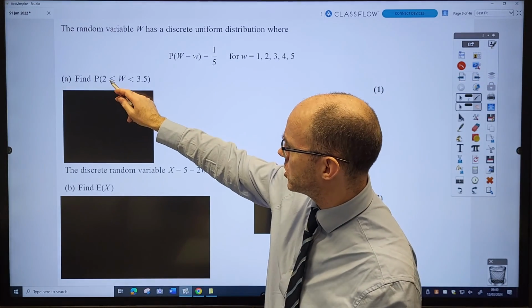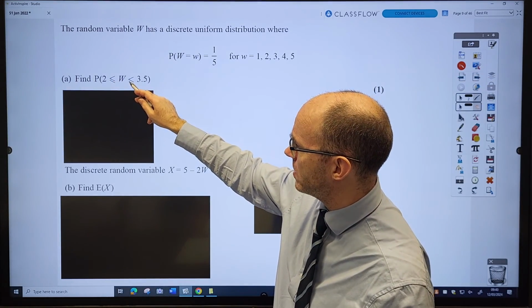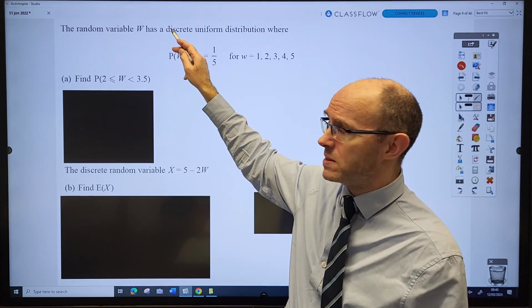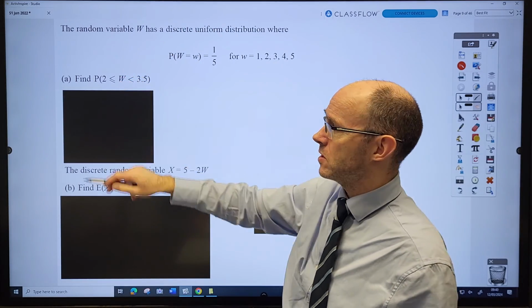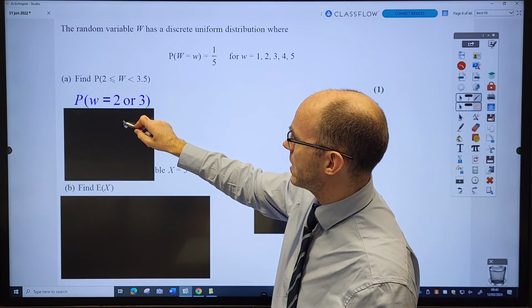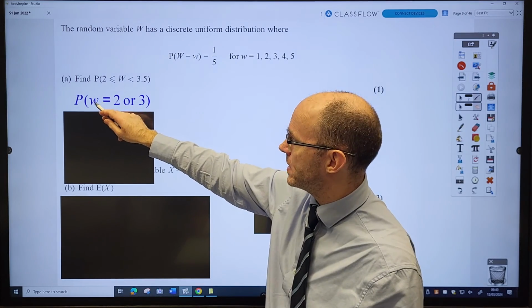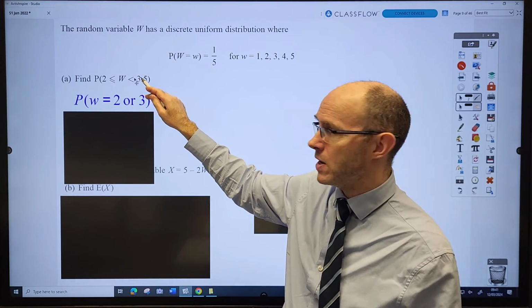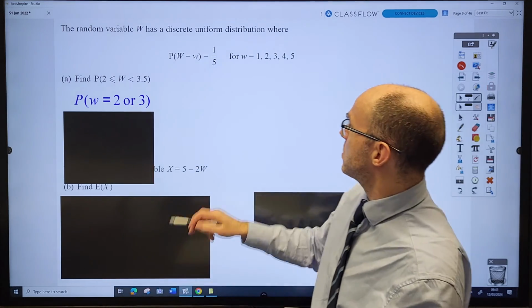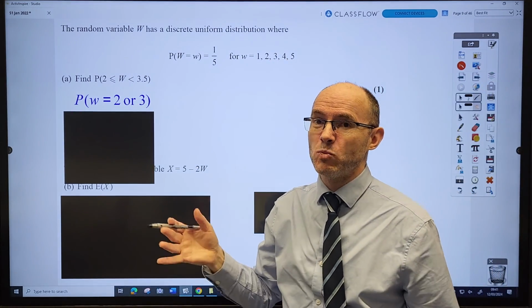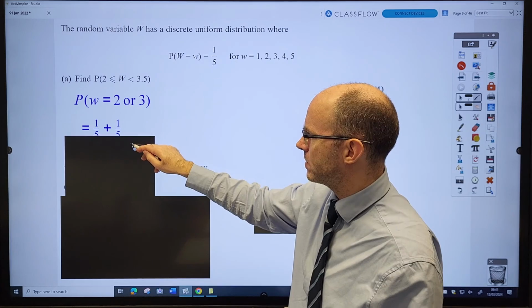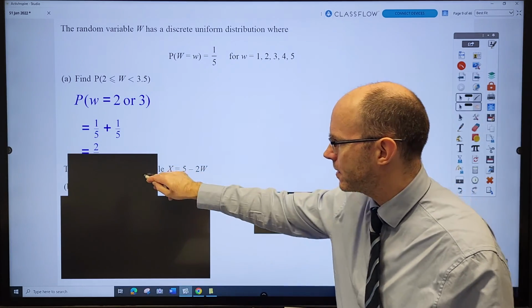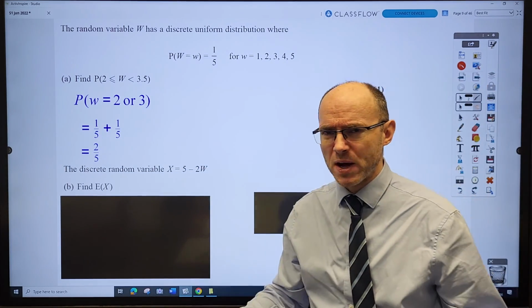Find the probability that 2 is less than or equal to W, which is less than 3.5. Now it's discrete, which means no decimal values, only 1, 2, 3, 4, 5. So what that really means is the probability of W being 2 or 3. So 2 is inclusive, it's going to be less than 3.5, so 2 or 3. So the probability of 2 or 3, each one being 1/5, so it's 1/5 plus 1/5, which is just 2/5. Okay, so that's the first part done.